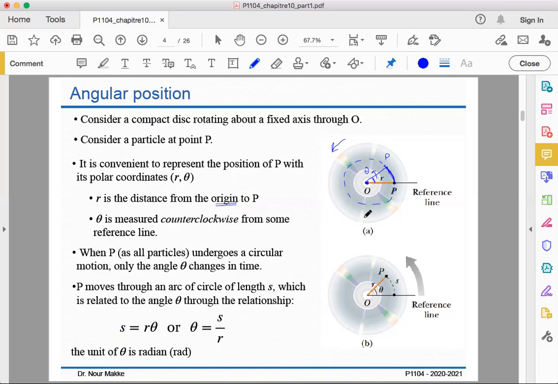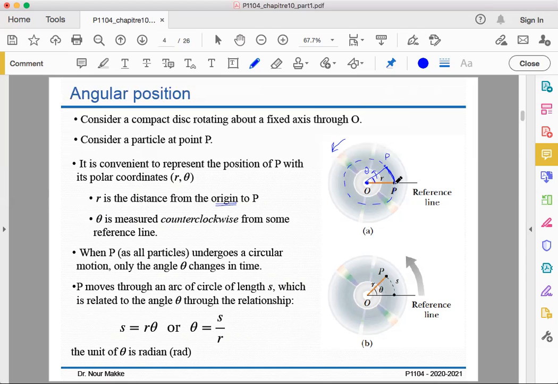So when P, just like all other particles in this body, undergoes a circular motion, only the angle theta changes in time, because as long as P is moving, r is all the time the same, because r is the radius of the circle and it's not changing. So only theta changes as a function of time.